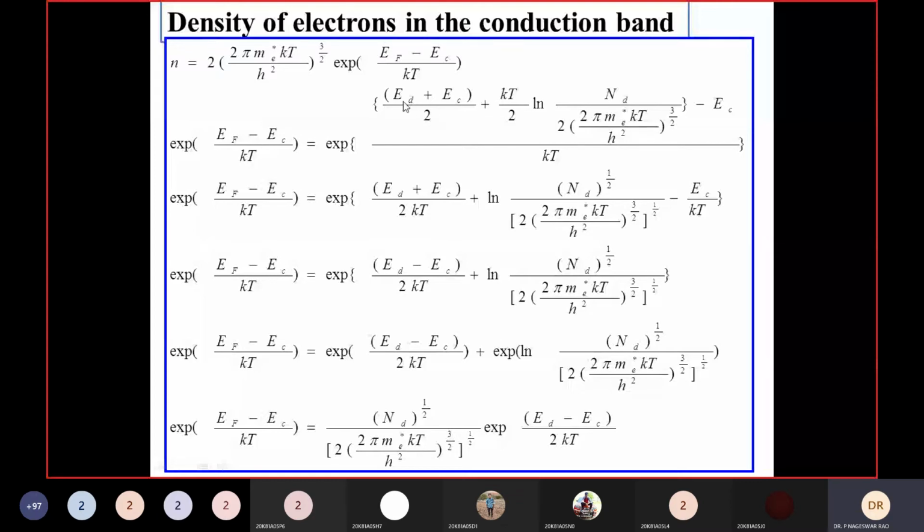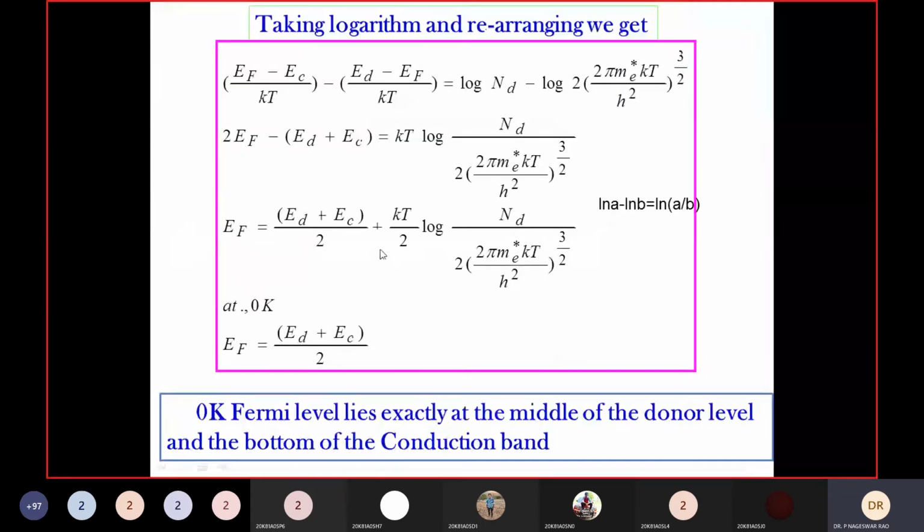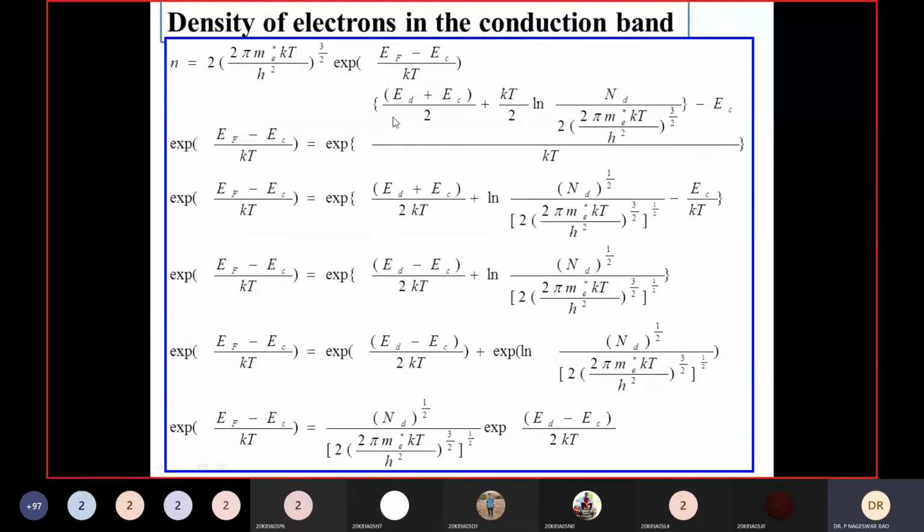We can get the n value. N is equal to this value. First I am taking only this term: exponential of EF minus EC by kT. Here instead of EF, I am substituting the Fermi level value. So exponential of (ED plus EC) by 2 plus kT by 2 into ln of this total term, minus EC by kT.